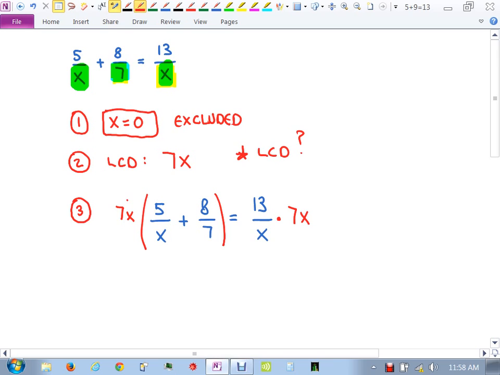Now, on the left side, I will have to distribute the 7x through to each term. On the right side, I just multiply straight across. That's exactly what I was going to ask you. The 7x, where does it go? What does it multiply to? Do you multiply the 7x times the 5 and the x on the bottom? Or do you do just the 5 or just the x? Where does that 7x go?